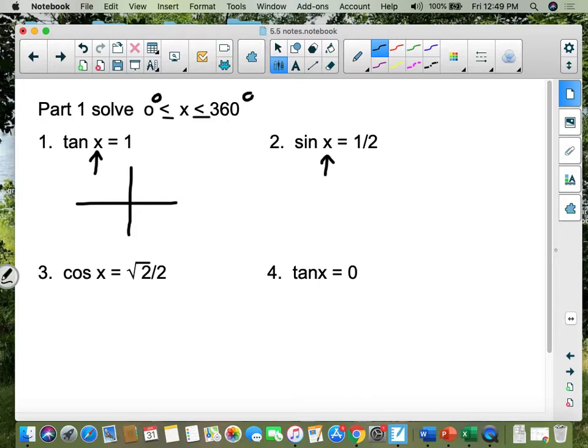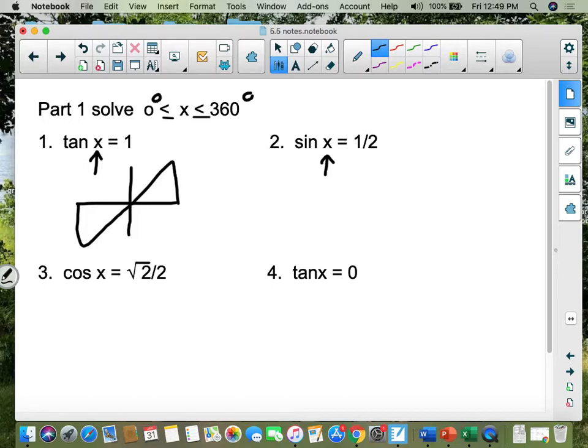You want a positive answer, don't you? In this quadrant, all of them are positive. All students take calculus: take is tangent, so that one's also positive. Tangent is positive in those two quadrants. They want two answers because they want the answers from 0 to 360. What's the formula for tangent?